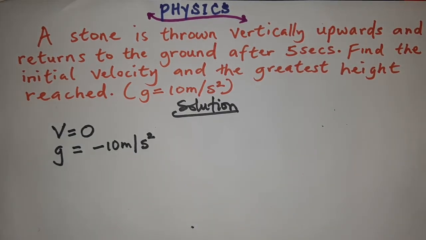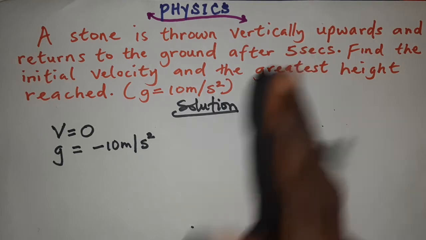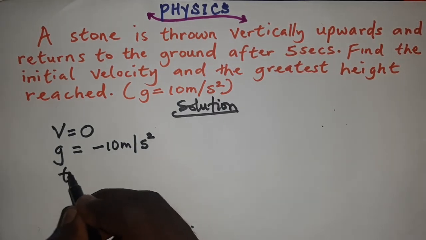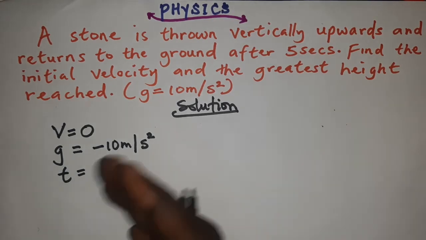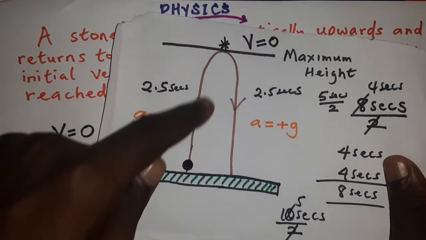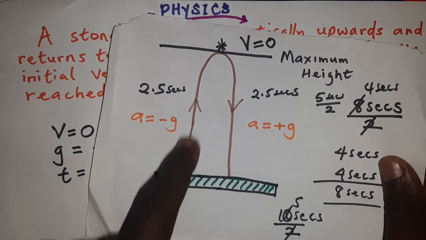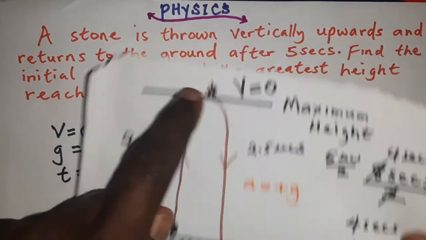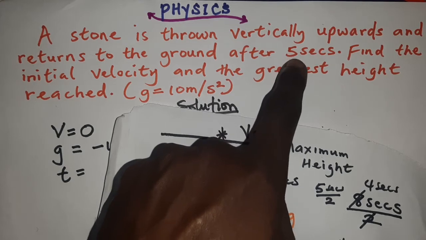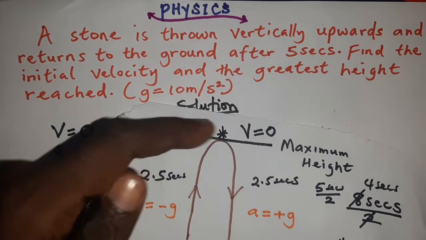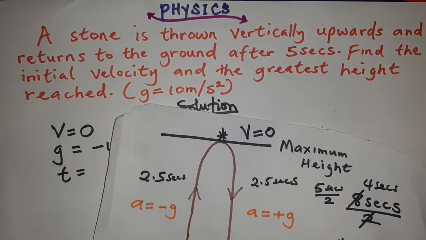So what else do we have? We have a time, but our time will now be half of this because we are considering the first journey, just the part where it's going up. That's what we want to consider, and for the part where it's going up, it spent only 2.5 out of the whole 5. Remember, it is spending only half of the total time in air, which is 2.5, and it's spending the remaining 2.5 in coming down.